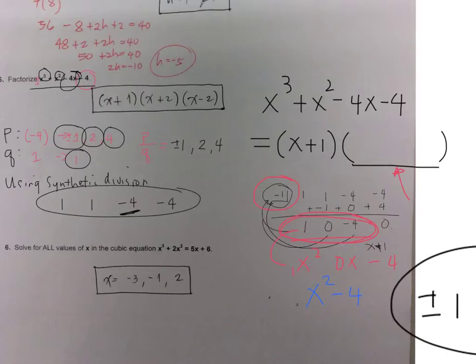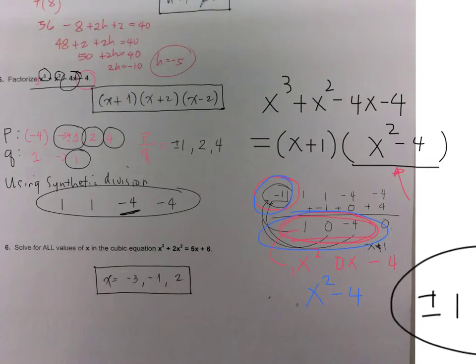Okay, you see, the synthetic division is giving us two information. Minus 1 worked, it means x plus 1 is a factor. The other factor will come from the numbers on the third row, which is x squared plus 0x minus 4. So we can now write x squared minus 4 as the second factor.